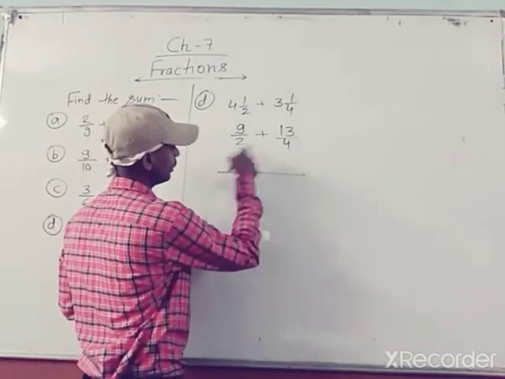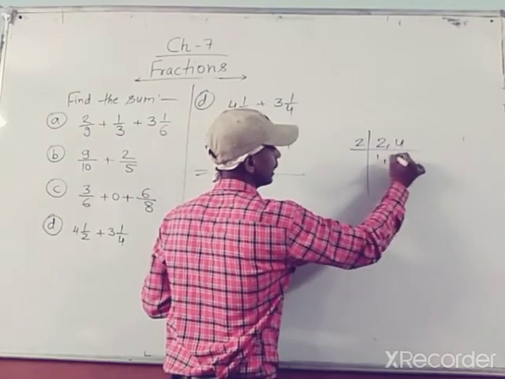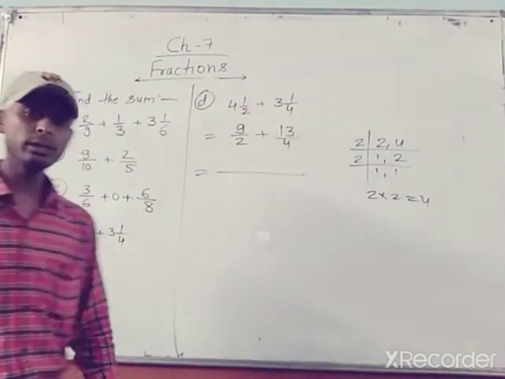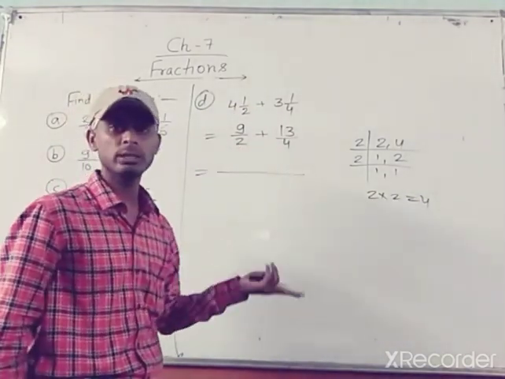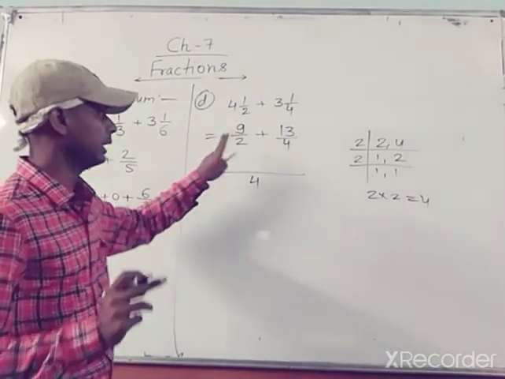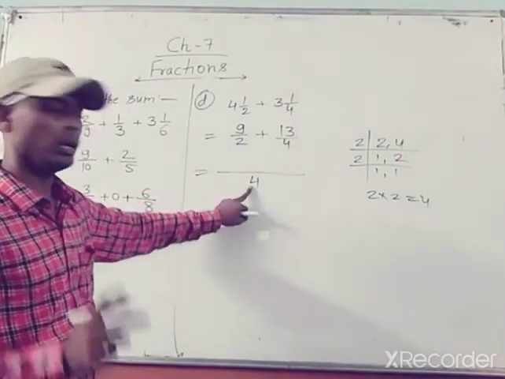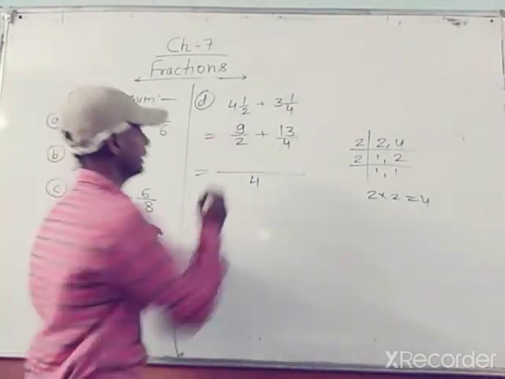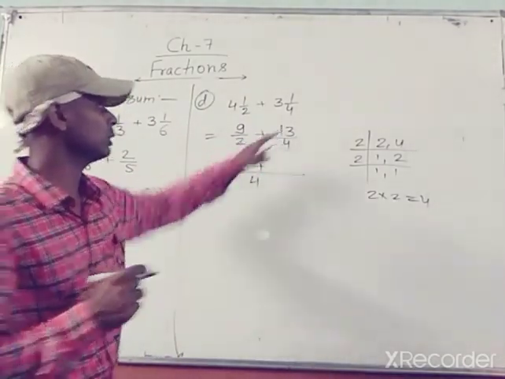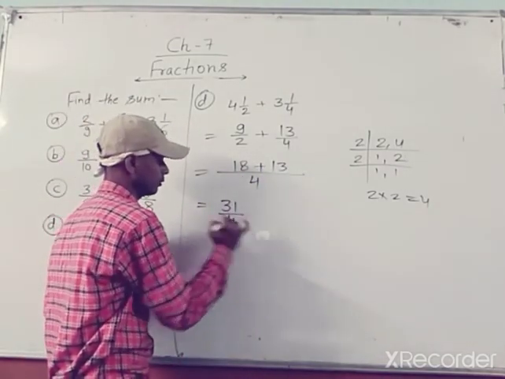See, 4 twos are 8, 8 plus 1 is 9, 4 threes are 12 plus 1 is 13. Now LCM of 2 and 4. I think you know that the LCM is 4. See how? 2 multiplied by 2 equals 4. Yes, because the least common multiple of 2 and 4 is 4 itself. 2 twos are 4, 4 ones are 4. So write here 4. Again directly divide this LCM by its denominator and whatever you get, multiply by numerator. 2 twos are 4. Now you have 2 multiplied into 9, 18, plus 4 ones are 4. So multiply 1 into 13. 18 and 13 is equal to 31 by 4.